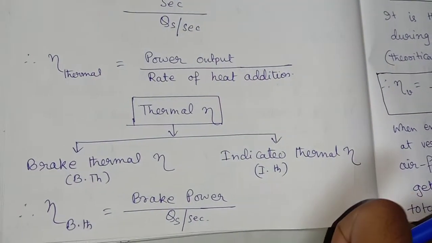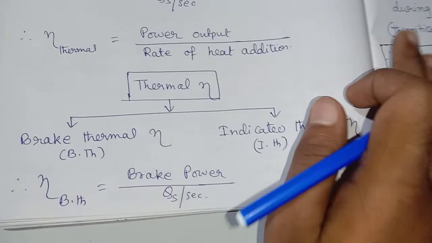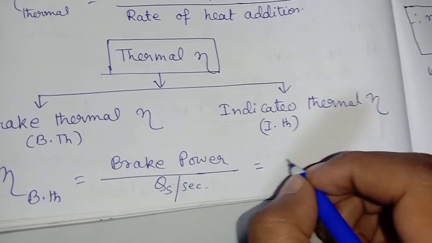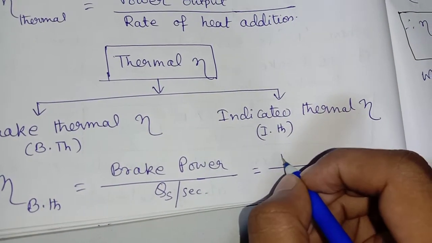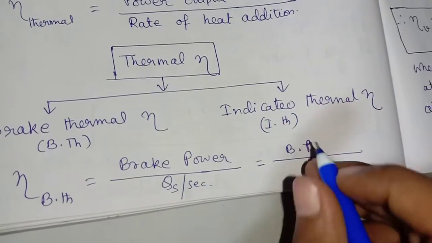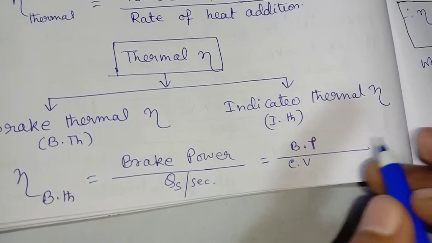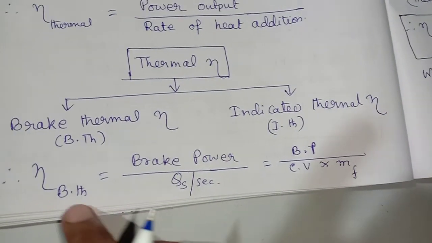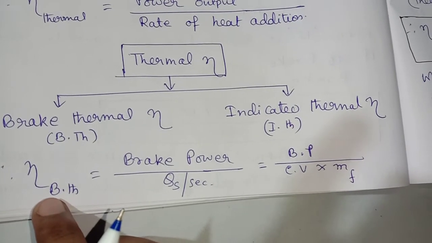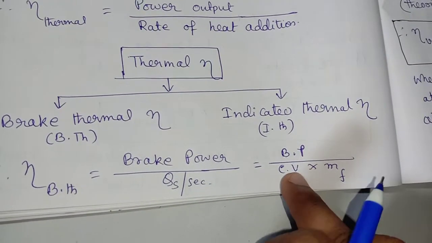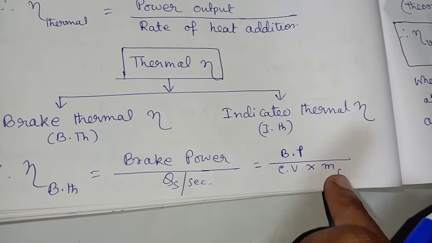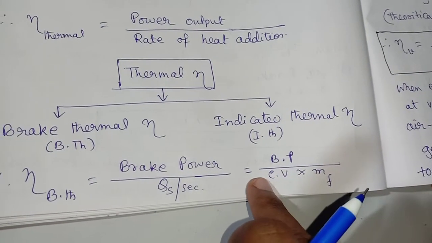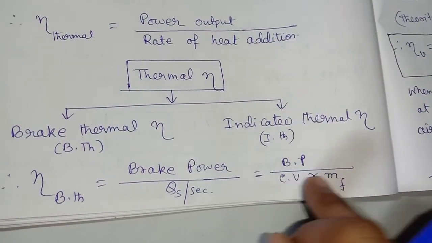Now I can say heat supplied is equal to what? Heat supplied is equal to calorific value into mass of fuel. So I can say brake power by calorific value into mass of fuel. So brake thermal efficiency is converted into terms of calorific value and mass of fuel. It will be brake power by calorific value into mass of fuel, because heat addition is equal to calorific value into mass of fuel.